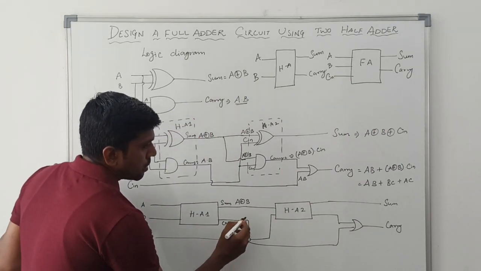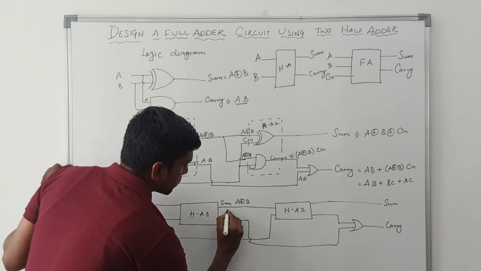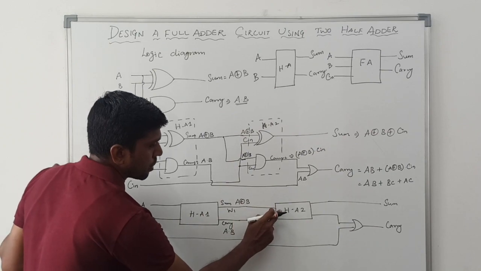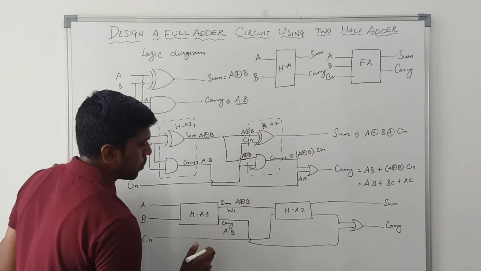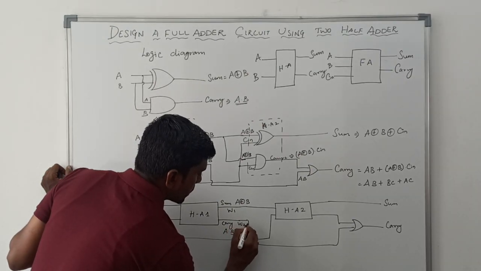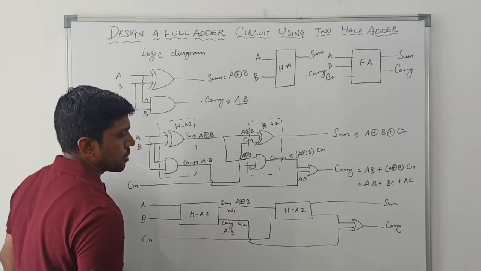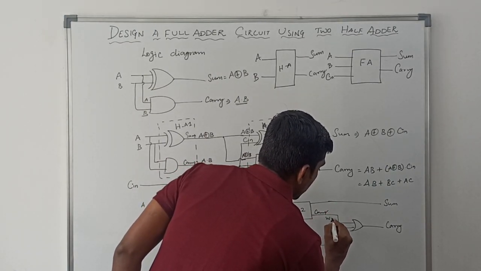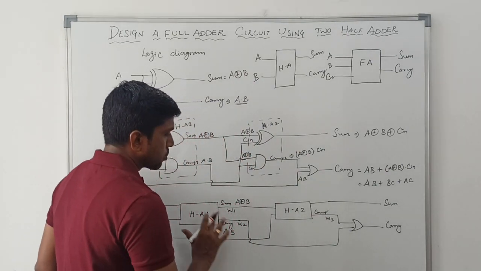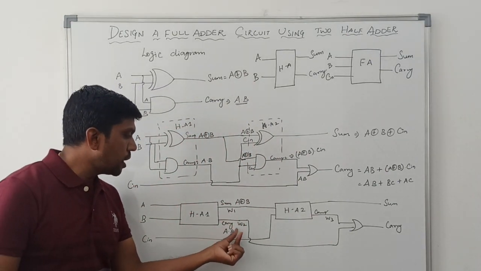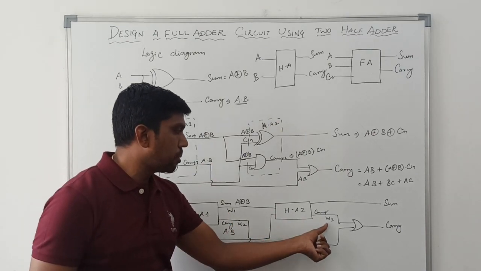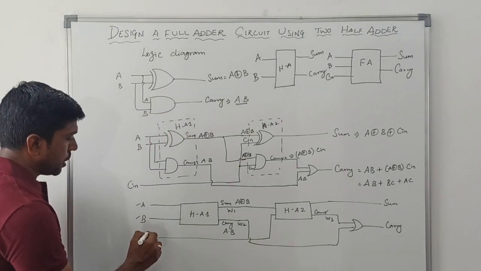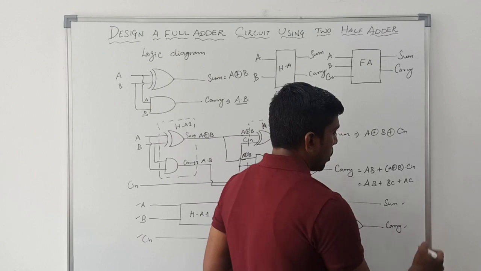So here I am using 3 wire signals. This one is wire 1: the sum value connected to the input of half adder 1 is called wire 1. Another signal is this carry, which is considered wire 2. Then the half adder 2 carry is also considered a wire signal, W3. So in this block diagram we have 3 wire signals: W1, W2 and W3.